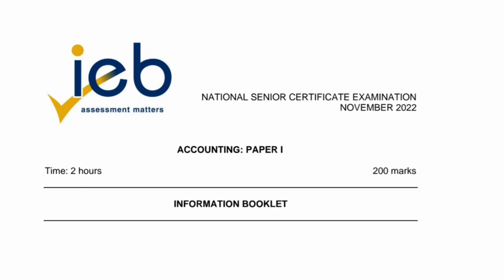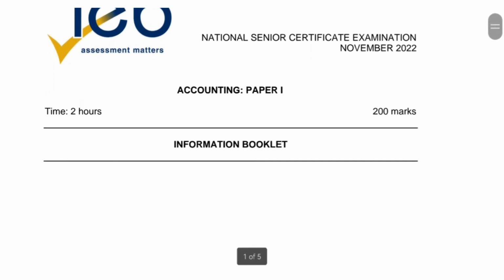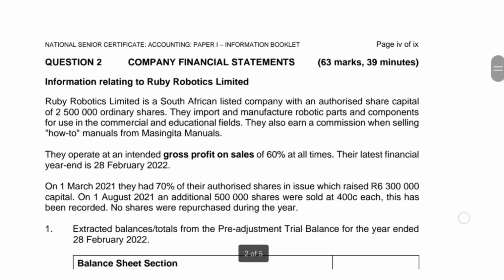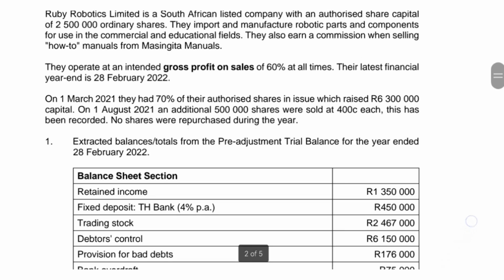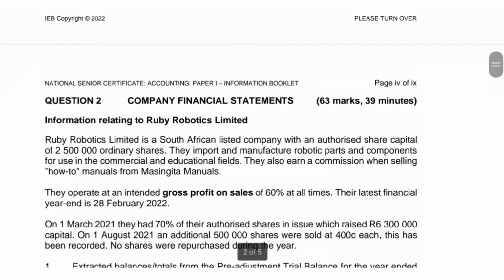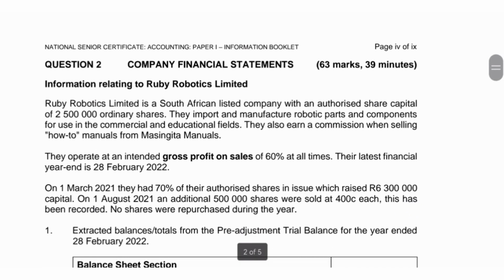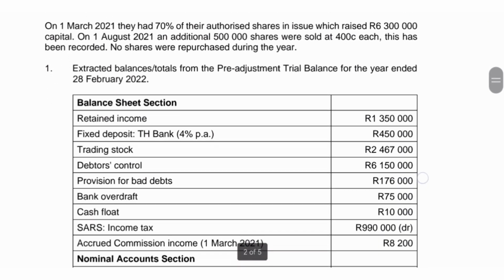What I have here on screen is a question that has a lot of adjustments that have to do with trading stock and ultimately trading stock deficit. You had to make some adjustments to the trading stock amount before you could calculate the trading stock deficit. Let us look at the information that we have and see how we handle these adjustments.